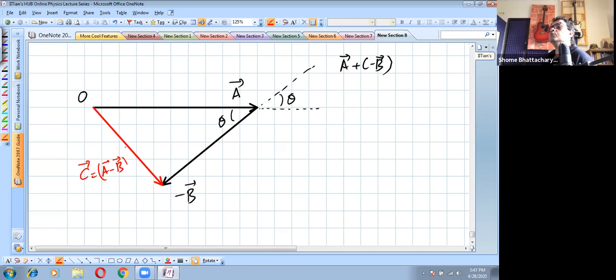So my job now is to find the magnitude of this vector and find this angle. Let's say this angle is beta. So I want to find the magnitude of the vector C and I want to find the angle beta. Okay, because the vector C is only defined as the difference of vectors A and B.